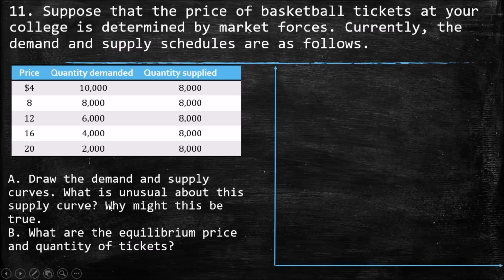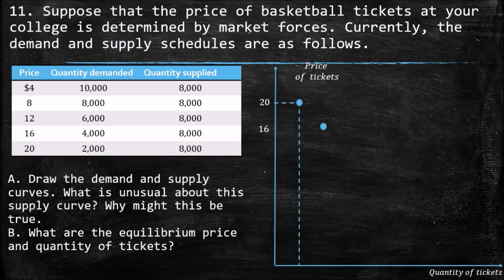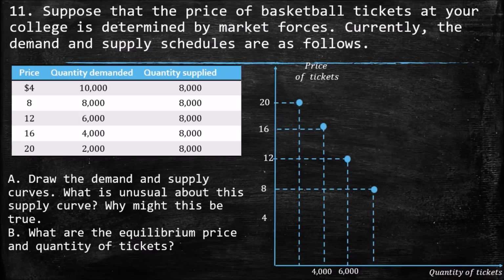What is unusual about the supply curve? Why might this be true? And what are the given price and quantities of tickets? So here we're going to graph first the supply and the demand. Here we have the price of 20, the price of 16, the price of 12. At the price of 16 we have 4,000, at the price of 20 we have 2,000, at the price of 12 we have 6,000, at the price of 8 we have 8,000, at the price of 4 we have 10,000.